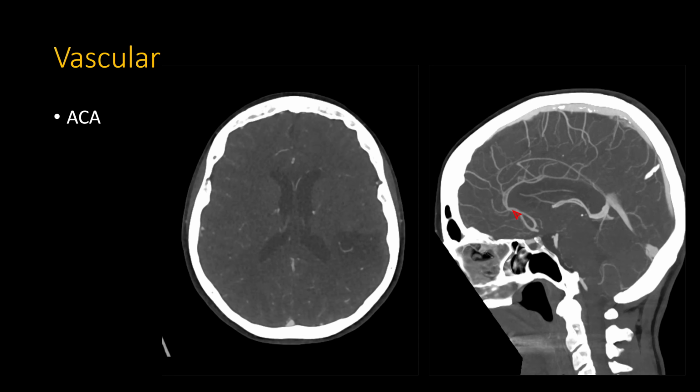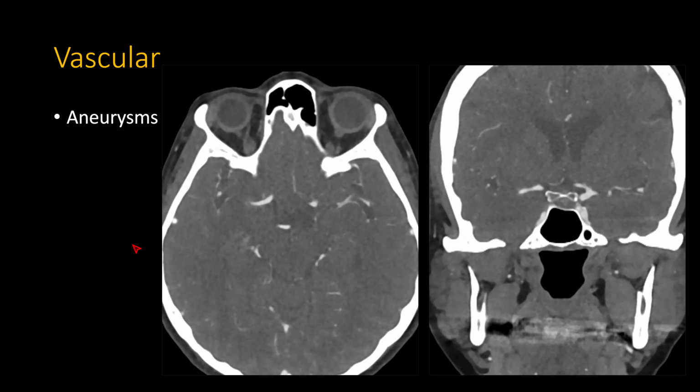Also, a lot of times you can have vasospasm in these ACAs, vasospasm in any of the vessels, and these MIPs really help you catch these vasospasms if these studies are done in the setting of subarachnoid hemorrhage or hemorrhage elsewhere and you're looking for vasospasm. So never discount the value of these MIPs.